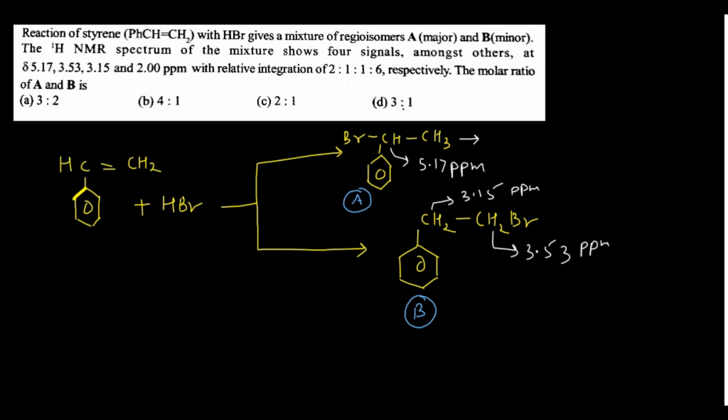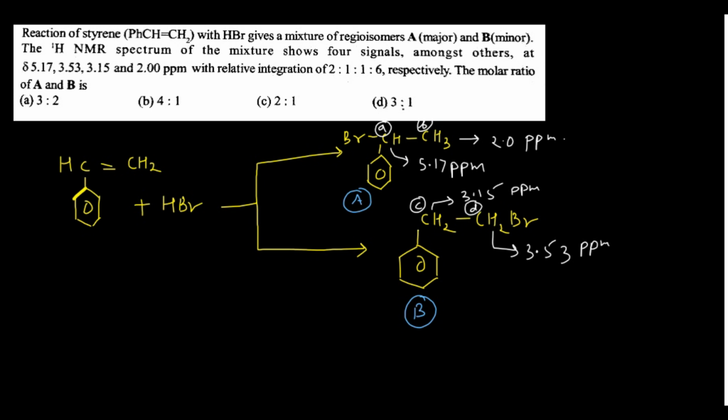So I can write 2.0 ppm. Got it? There is no problem in that. So what I can do, I can mark these hydrogens also. Say for example, I can call this hydrogen as type A, and second, I can call it as type B. These hydrogens I can call it as type C. This hydrogen I can call it as type D.